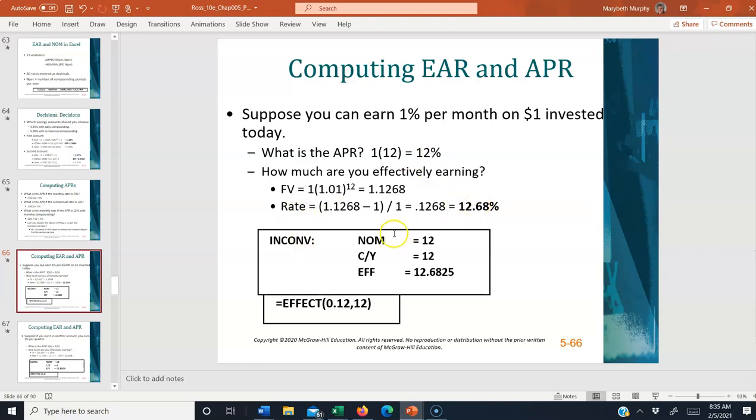That's using the formula. Using the calculator, you're going to type in ICONV. The nominal rate is 12. The compounding periods are 12. And the effective rate we're going to compute, and that's 12.6825. And in Excel, we would use the effect function.